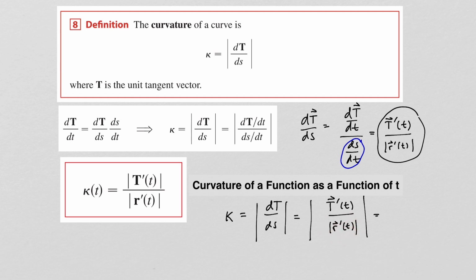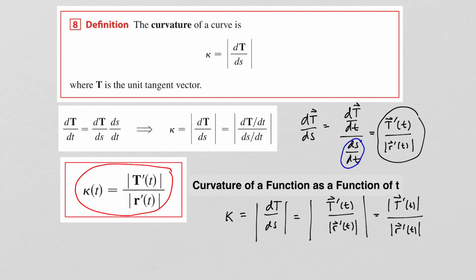And because this is a scalar, the magnitude of that is going to equal the absolute value of this number. But again, this is already a scalar and it's positive. So all we have to do is apply this magnitude to the numerator. So we get the magnitude of T prime of t divided by the magnitude of r prime of t. So we end up using this formula when we want to find curvature.